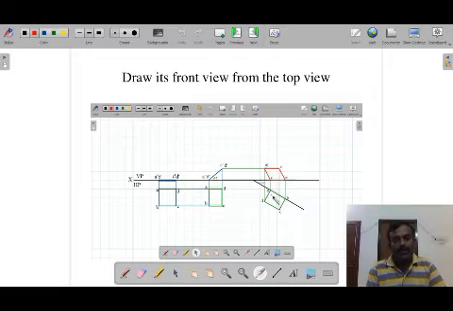Now draw the vertical projector, then the horizontal projector, and project the final front view. So this is the solution for the given problem. Only the final top view as well as the final front view should be drawn with the help of thick lines. Remaining all the things we have to draw with the help of thin lines.